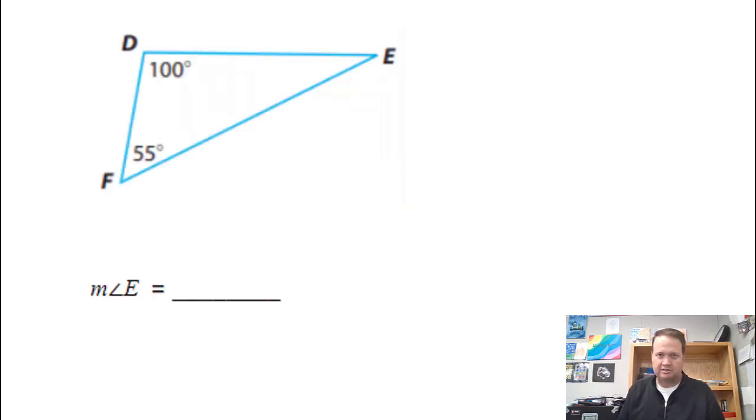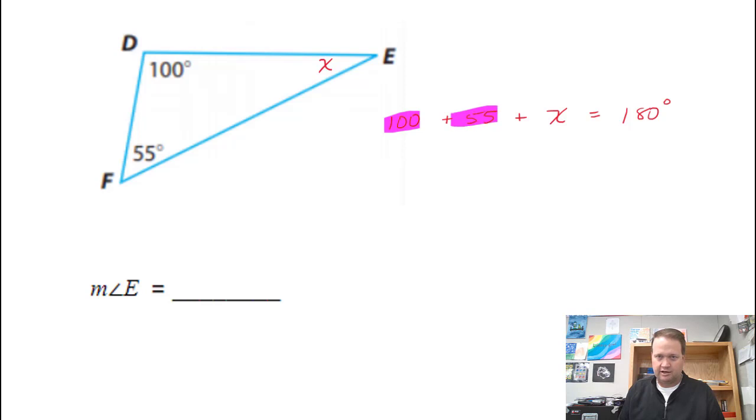Let's take a look at what this means. I don't know what angle E is, so I'm going to call it X. But I do know the other two angles. One of them is 100 degrees, and the other one is 55, and the other one I don't know. That's X, but I do know this: all three of those angles together add up to 180 degrees.